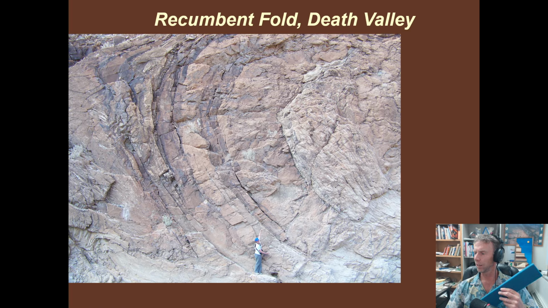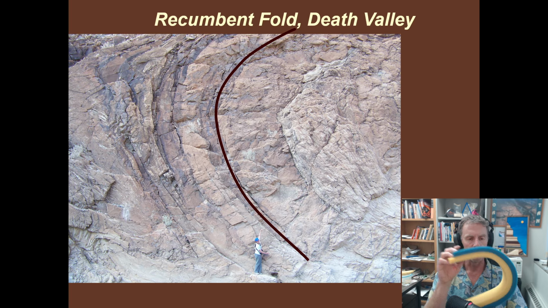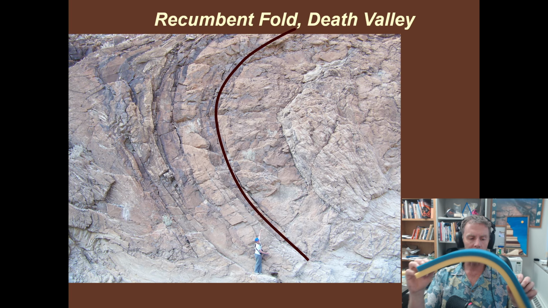I don't know which one this one is because I don't know the age of the units there. But if we start with my little webcam here and go yellow on the bottom, blue on top, and we deform it and then rotate it into a recumbent fold, you should be able to tell what kind of fold it is because the yellow is in the center of the fold, and the yellow was the oldest layer. So this is a recumbent anticline.